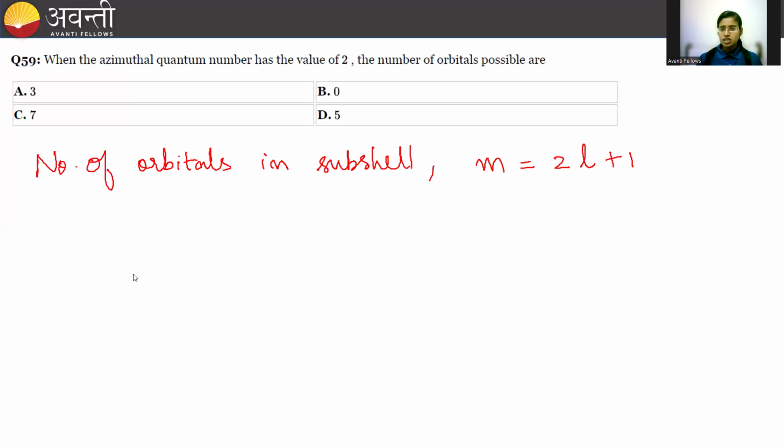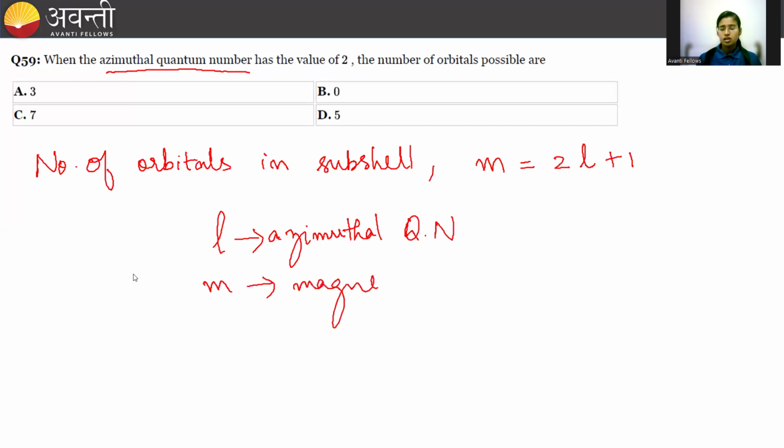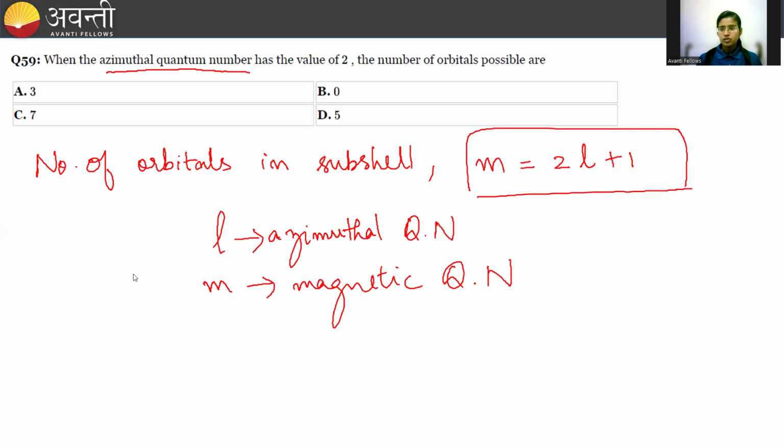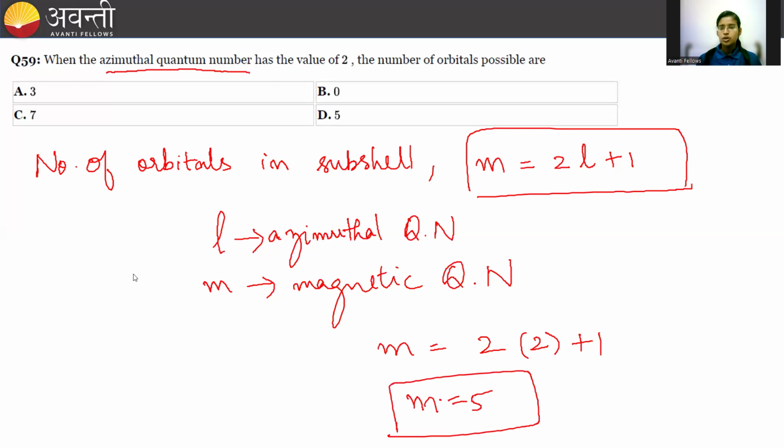And here in the question, it says that the azimuthal quantum number has the value of 2. Here l is the azimuthal quantum number and m is the magnetic quantum number. Now, if I substitute the azimuthal quantum number value as 2 in this formula, what I will get? m is equal to 2 into 2 plus 1, which is equal to 5. So the m value is equal to 5.